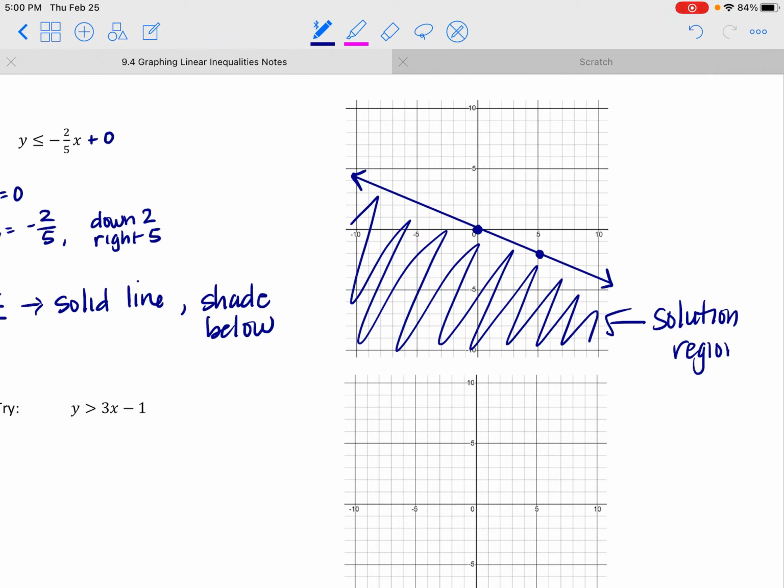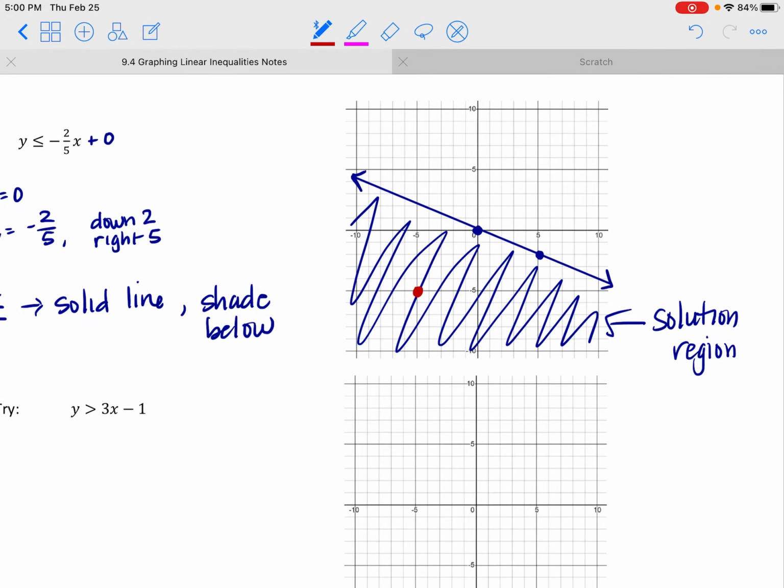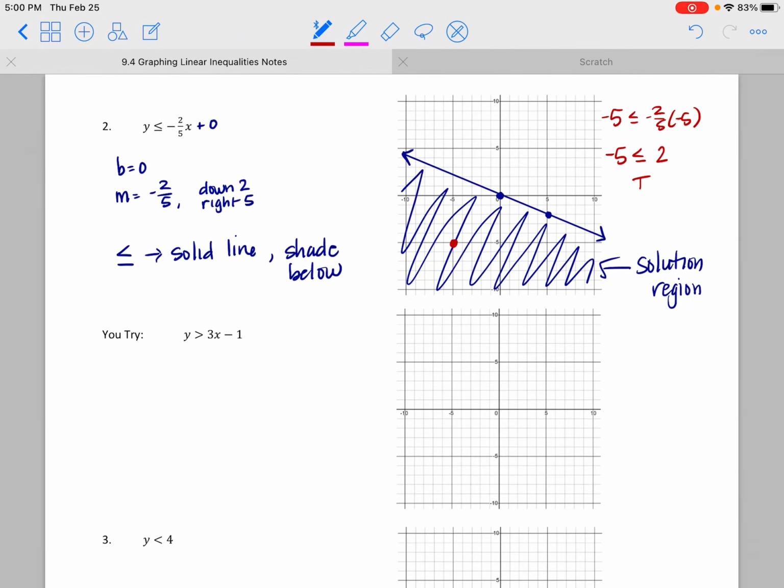And again, if you weren't sure, you pick a test point. So pick something that's clearly in there, whatever point you want. So I'm going to go with -5, -5. If I plug that in, I would have -5 less than or equal to -2/5 times -5, and that would be -5 less than or equal to +2. -5 is definitely less than +2. The true statement confirms that I shaded it in the right region. Okay, that was a test point, just to make sure. And again, you do have Desmos that can confirm this picture as well.